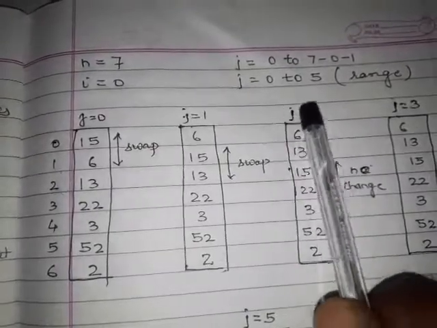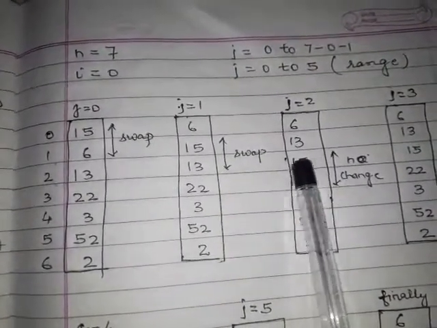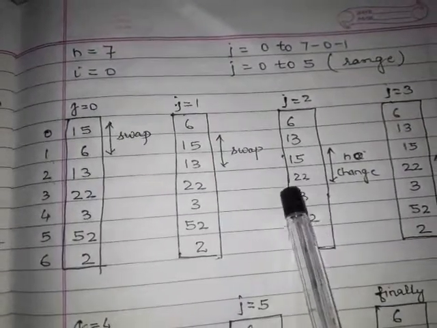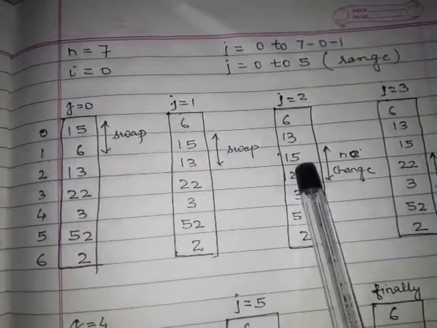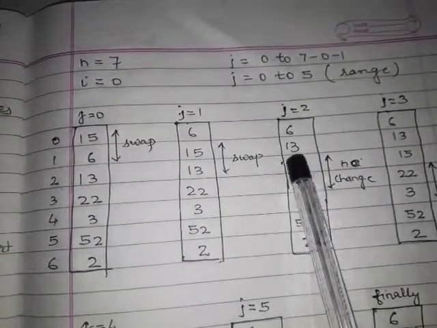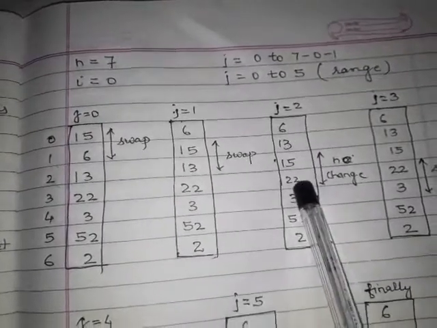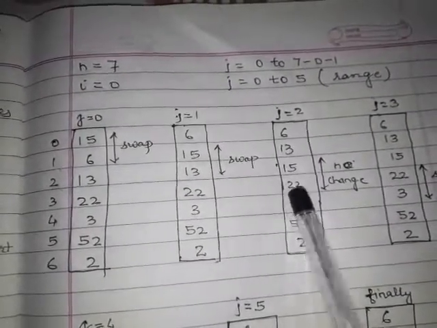Now for j equals 2, this is the second position. If a list of j is greater than a list of j plus 1, so here 15 is not greater than 22. So here there is no change, because our if condition is false. There will be no change for j equals 2, because 15 is lesser than 22.